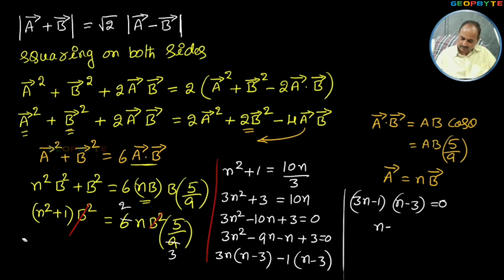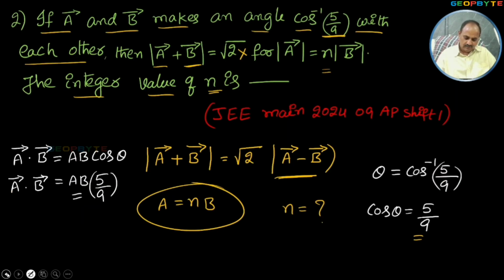Here this is in the form of a into b equal to 0. If a into b equal to 0, right? Either a should be 0 or b should be 0. Here 3n minus 1 can never be equal to 0. Then I can say that n minus 3 equal to 0. Then n equal to 3. The value of n is 3. I hope all of you understood. So here the value of n is 3.